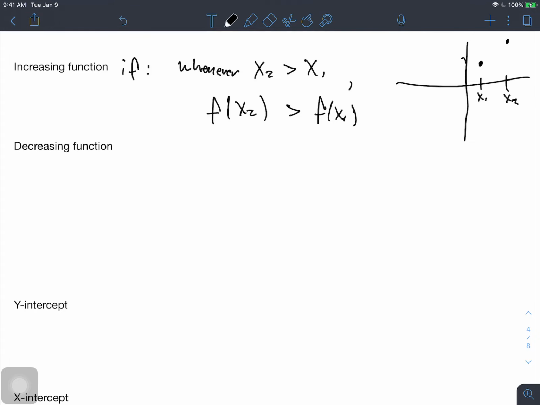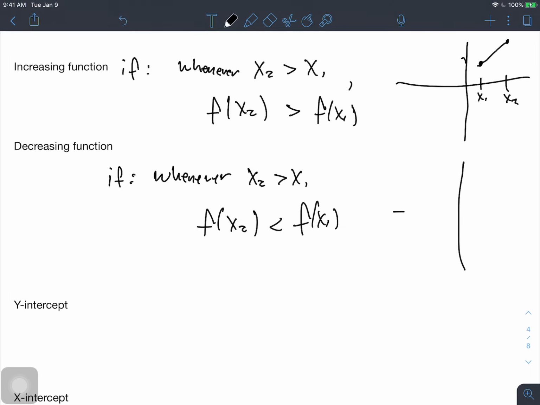So what it really says is that if I have 2 points and one of them is to the right of the other one, then that point is going to be higher than the other one. In so many words, if I move to the right, I go up. That's what it means for a function to be increasing. Decreasing is exactly the opposite. So whenever x2 is larger than x1, f of x2 is less than f of x1.